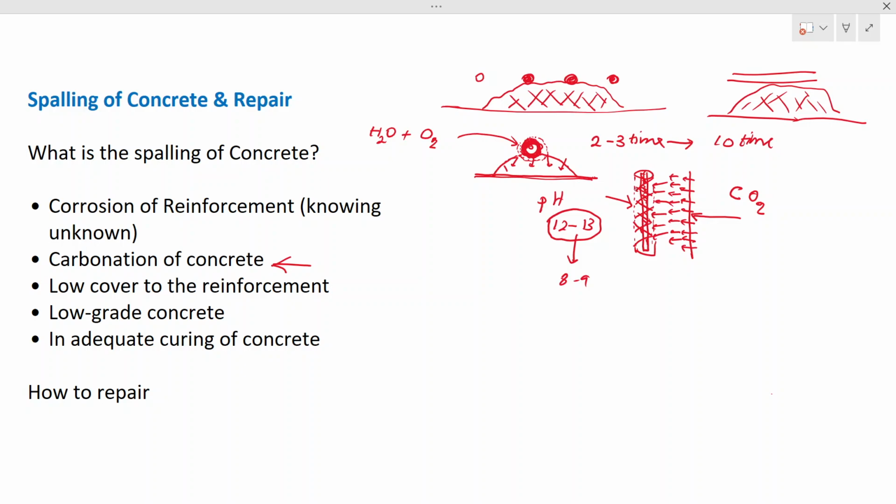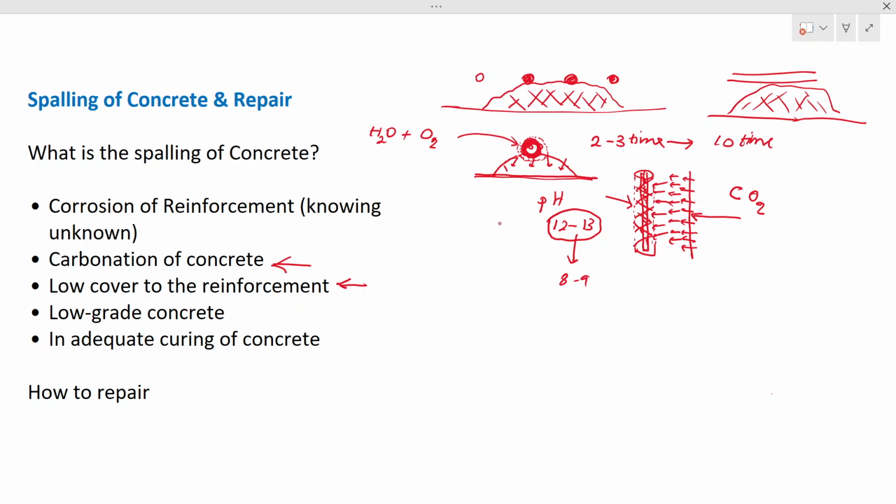So with the corrosion, as I mentioned previously, the spalling will occur, and the volume increase and all that happens. Next reason I am going to discuss is the low cover to the reinforcement. Before that, I want to tell you one more thing. In addition to the carbonation, there are other reasons for the corrosion of the reinforcement that also would create spalling of concrete. One of the main causes is chemical attack.